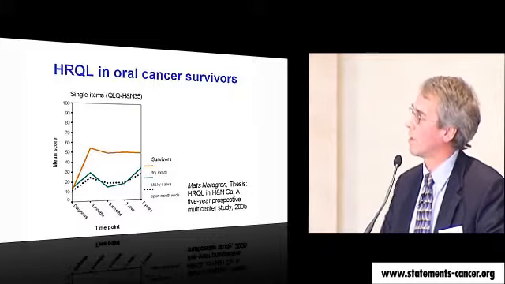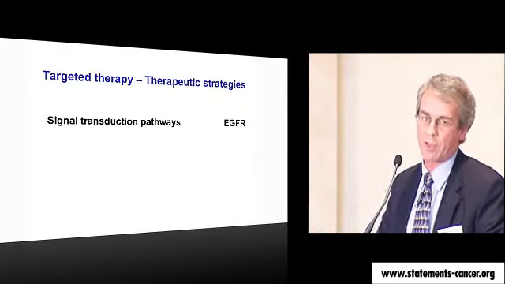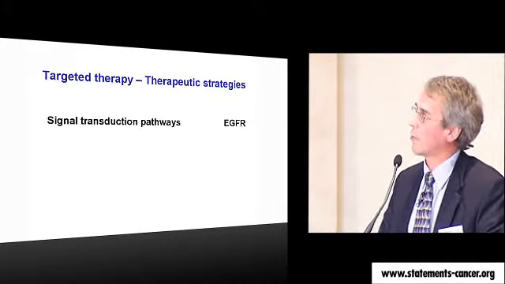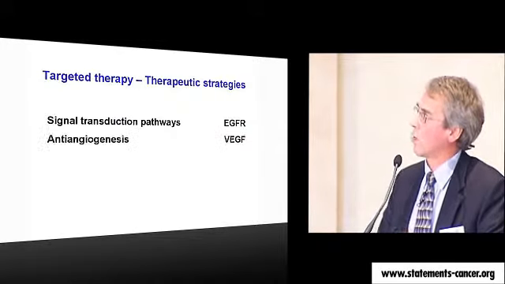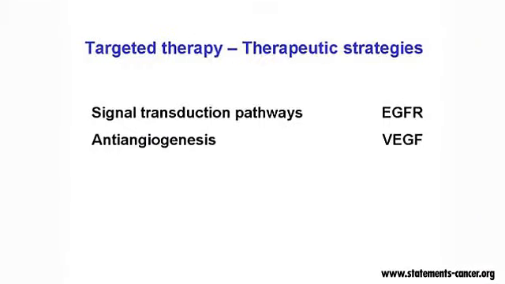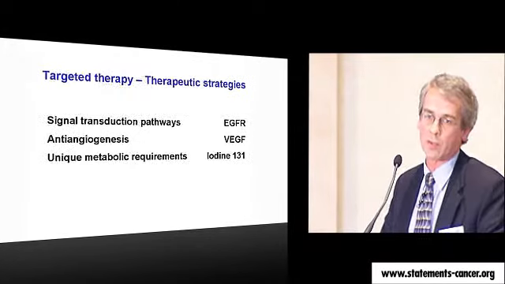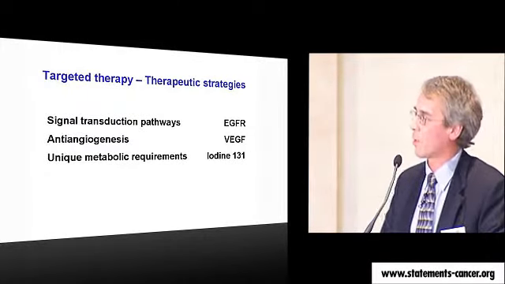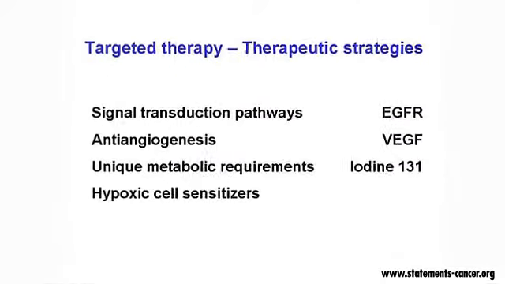We have seen this already. There are different strategies on signal transduction, for example. We have angiogenesis. We have unique metabolic requirements. I think iodine 131 is a very good example of perfect targeted therapy. And we have hypoxic cell sensitizers as some examples.